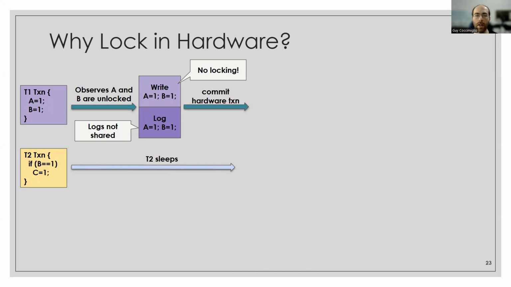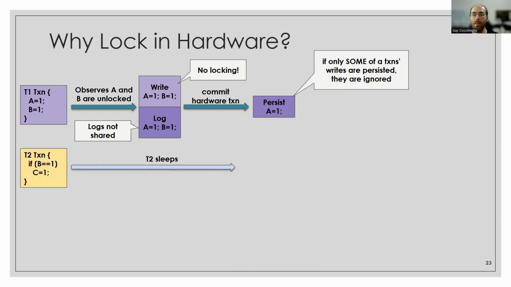Now we're going to commit our hardware transaction, and we're going to start persisting our log by initially persisting A equals 1. Now, an important thing to note here is if we only persist some of the transaction's writes, then when we recover, we're going to ignore all of the writes that were partially persisted. Maybe you see where I'm going with this. So now we're going to have T1 sleep.